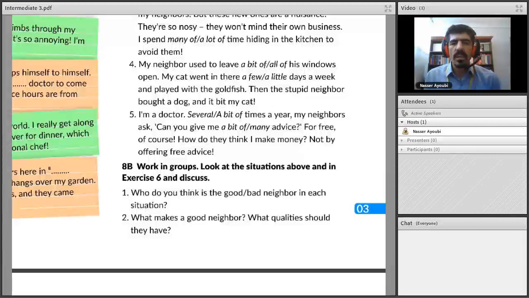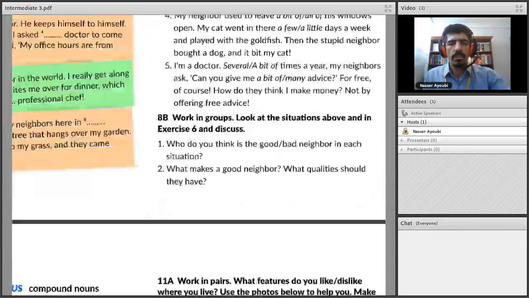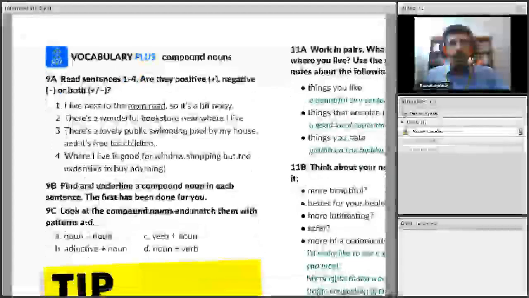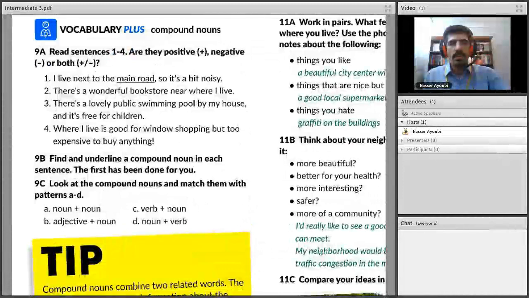Which one do you think sounds right? And discuss with yourself. You don't really need someone else to discuss with. You can write about it if you can't speak on your own. You can write about what you want to say. Good. And let's move on to next page.